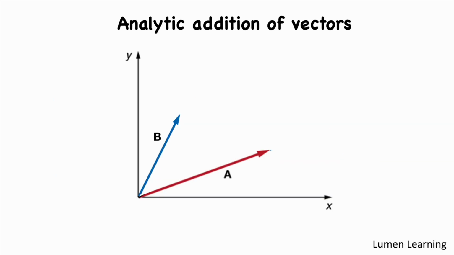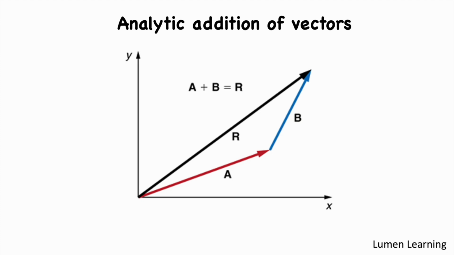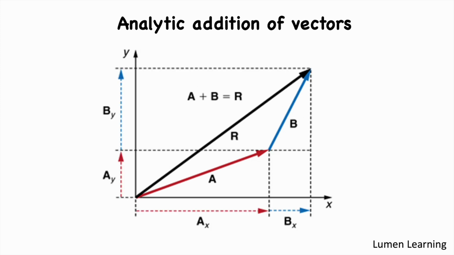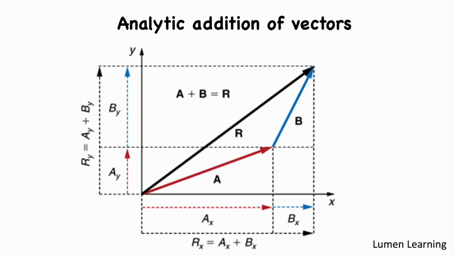Vector decomposition makes it quite easy to add vectors analytically. Let's see it with an example. Graphically, as we have seen, it is enough to shift vector B to the head of vector A, and then draw the resultant vector. If we decompose the vectors, we will have two pairs of parallel vectors. Hence, we just have to add the vector components along each axis to find the corresponding component of the resultant vector.